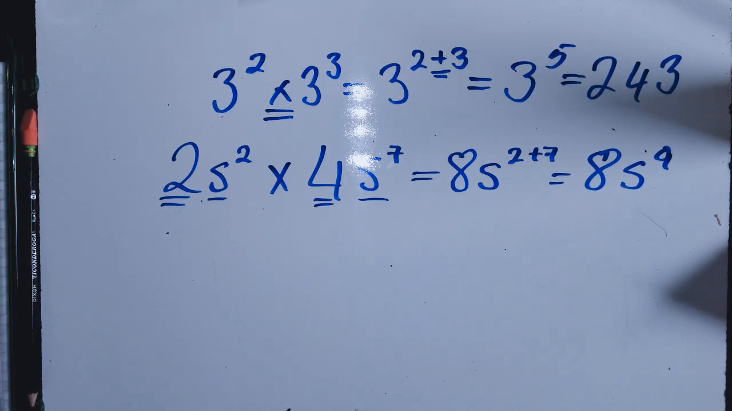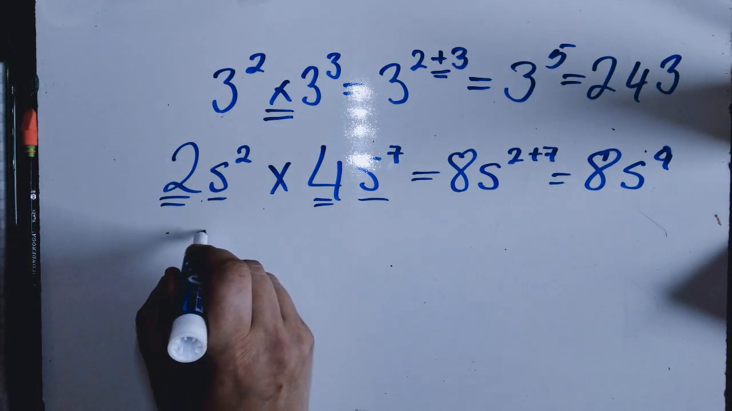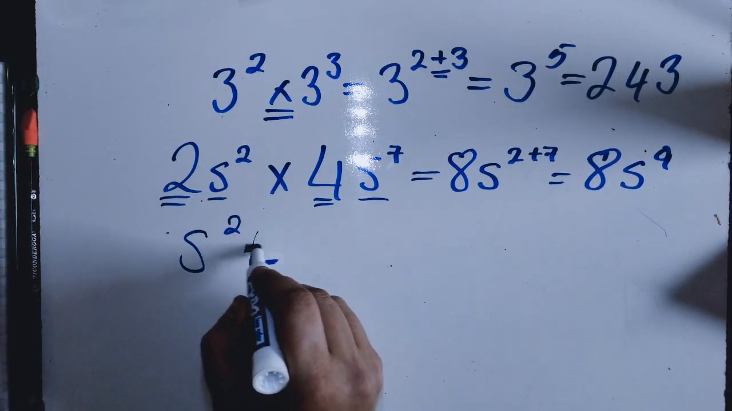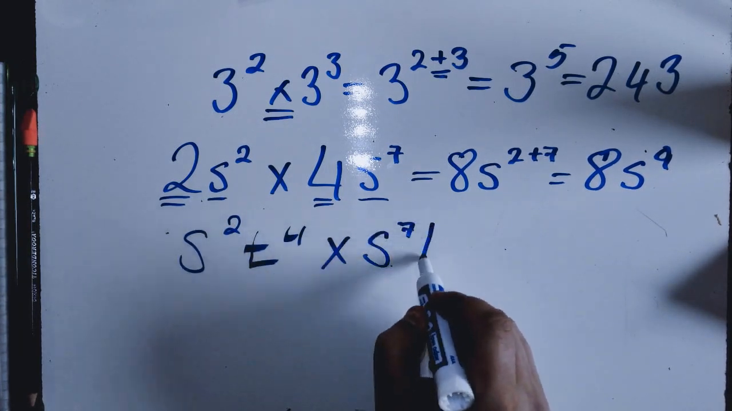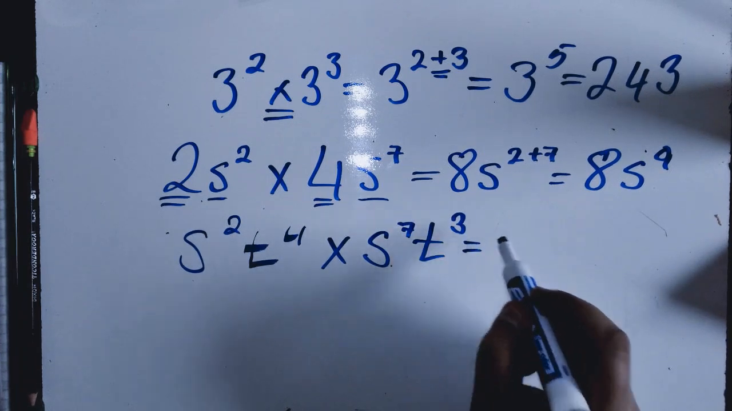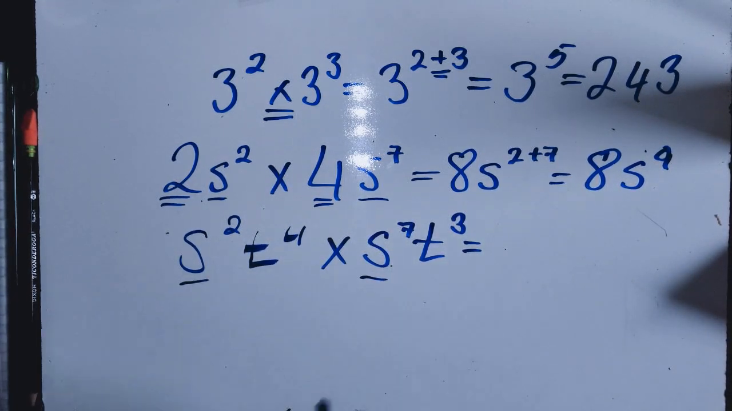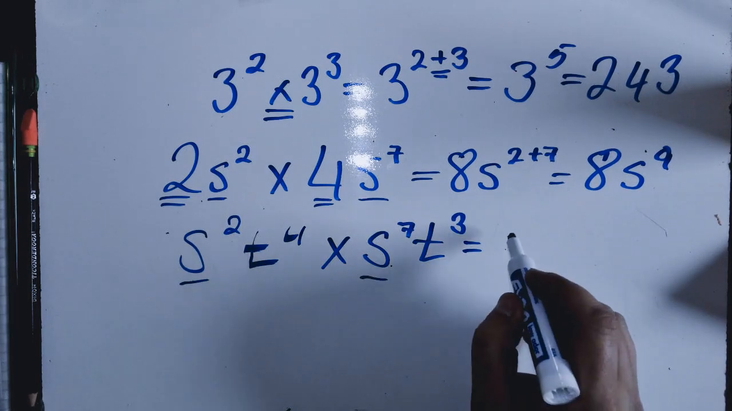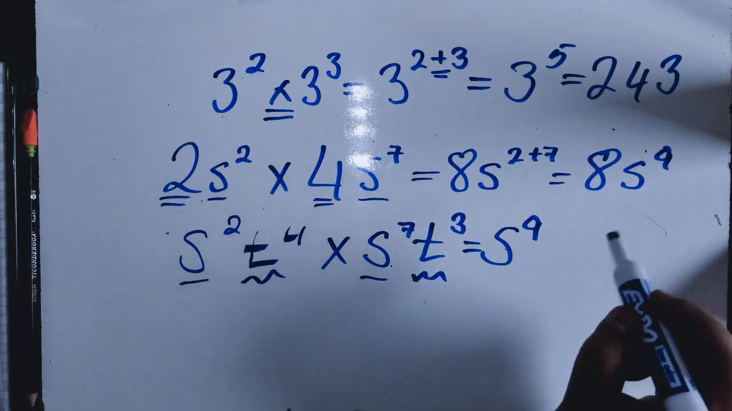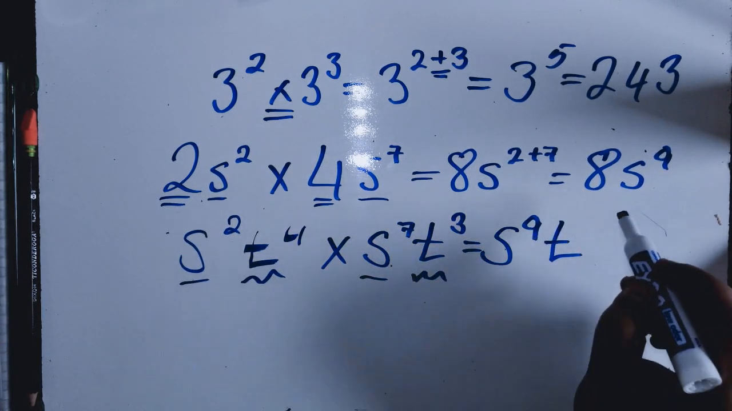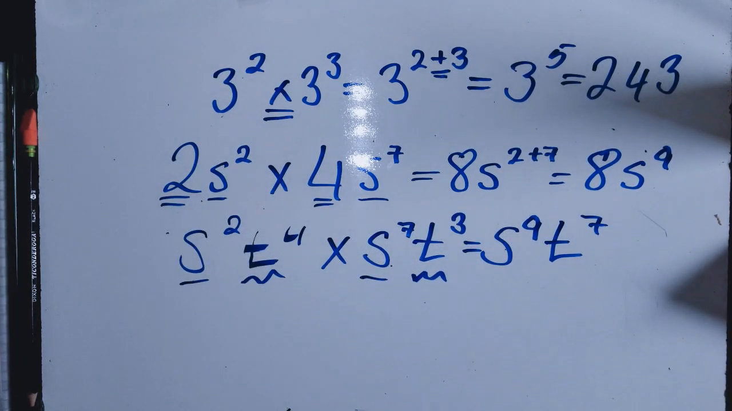Let's do another one. s to the 2nd power t to the 4th power times s to the 7th power and t to the 3rd power. Like terms. The bases are the same, s to the 2nd and s to the 7th, which is going to be s to the 9th. And I have t to the 4th and t to the 3rd, which is going to be t to the 4 plus 3, which is 7. So, check out these examples.